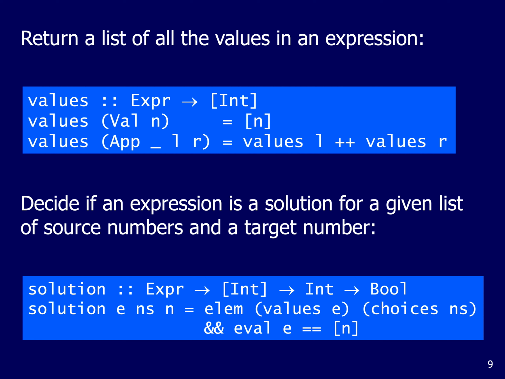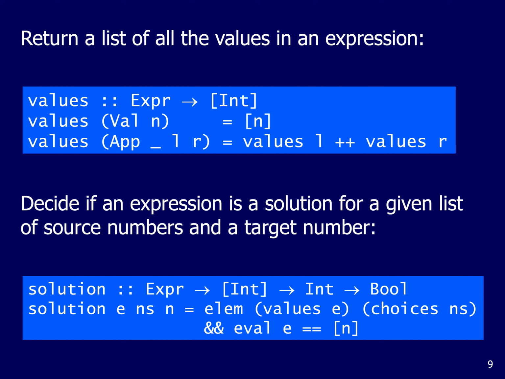So how does the solution checker actually work in practice? It's essentially a one-line definition, but I've had to split it across two lines here because it doesn't quite fit on the slide. So when you apply the solution function to an expression e, a list of source numbers n's and a target number n, then it's going to check two things.